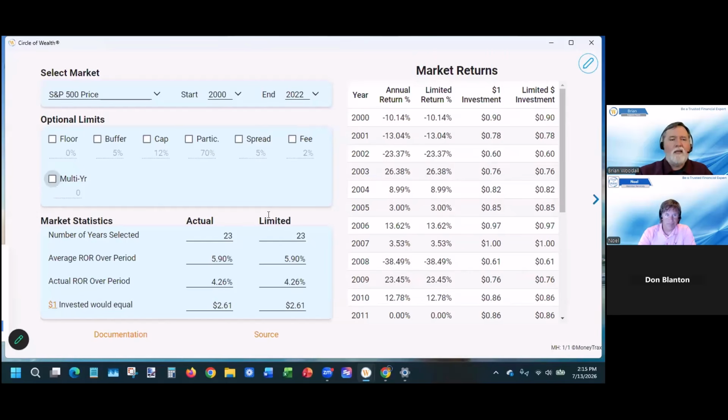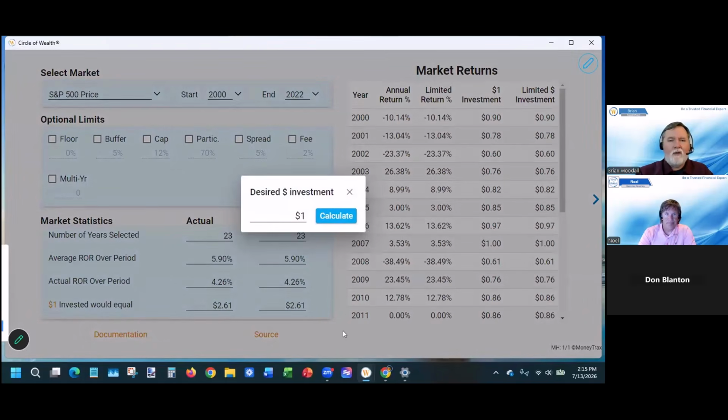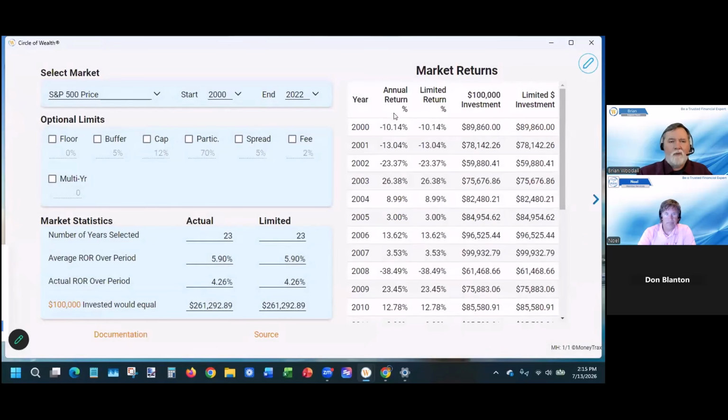Okay. Now, the other thing that I like, let me do this one last thing. I can also take a simple equation here and say, well, what if the client has $100,000 to give me? What would it look like if I invested it for them here? So if I just put it in an indexed return and got similar returns to the S&P 500, at the end of 23 years, they'd have 261,294. Well, if I could have set that floor at 0 and that cap at 12, what would they have?